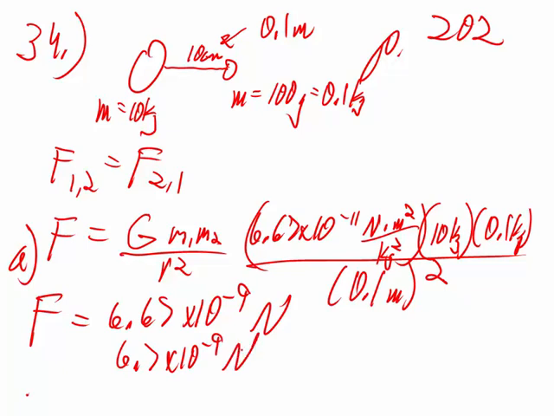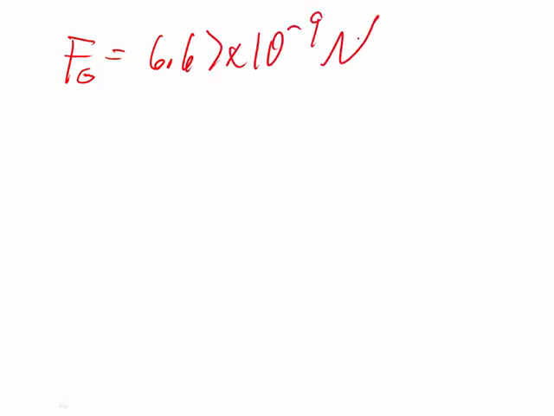All right, now let's look at B. What is the ratio of this gravitational force to the weight of the 100-gram ball? Okay. All right, so the force from Newton's law of gravitation was 6.67 times 10 to the negative 9th newtons. So we want to know what is the ratio of that to the weight of the ball. Okay? All right, well look.